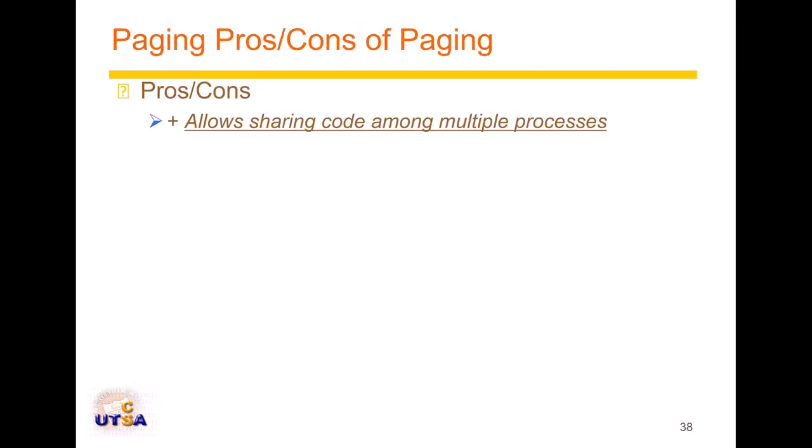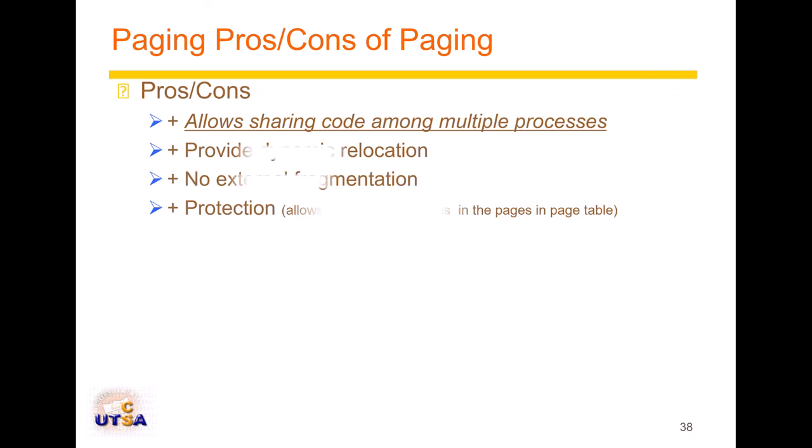Okay, so let's just continue with the general ideas about the advantages and disadvantages of using paging. First of all, paging allows sharing code among multiple processes. How that happens, we will discuss in a second. It also provides a dynamic reallocation of the pages or the frames to the users, and it totally eliminates external fragmentation. There is no external fragmentation anymore, and it also allows us to protect different parts of the memory.